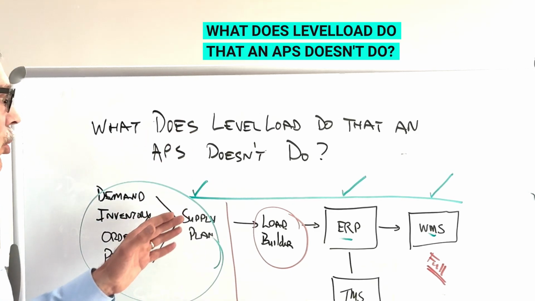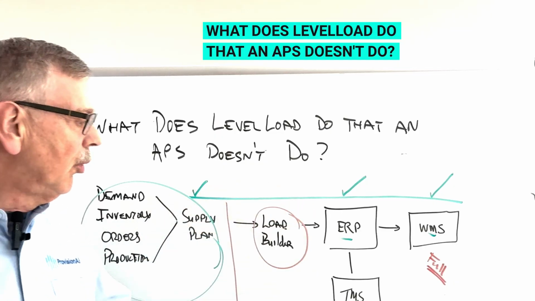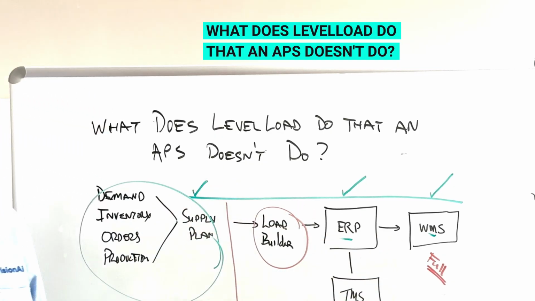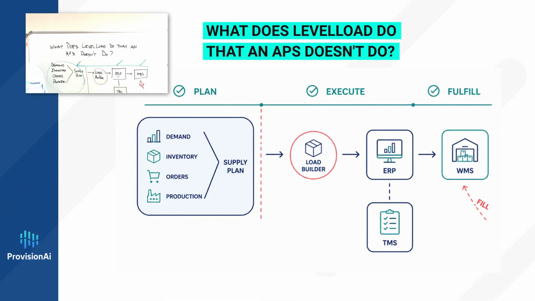So bottom line, LevelLoad is doing a smoothing of the network. It is doing it in such a way that it's considering all these constraints and generating a solution that reduces cost, improves OTIF, and provides a much more, I'll call it, controlled operation throughout the network.